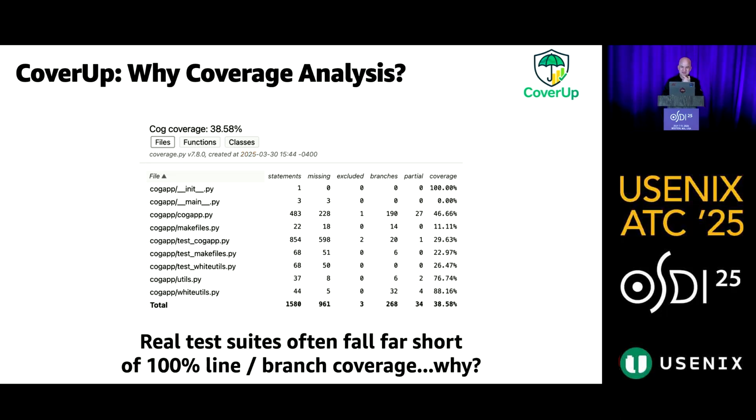So the thing is that real test suites often fall very far short of 100% coverage. You might think, oh, that's got to be the gold standard, right? 100% coverage. Surely professional software has good tests, and those tests cover the code. This is an actual widely used system, and the line coverage is 38%. And I'm sure they're not thrilled about this, but this is actually pretty typical.